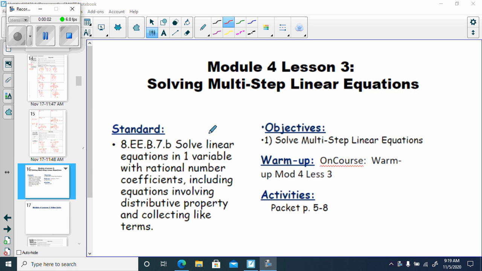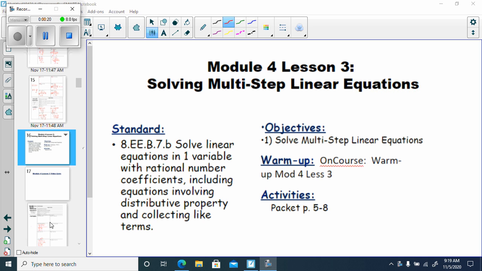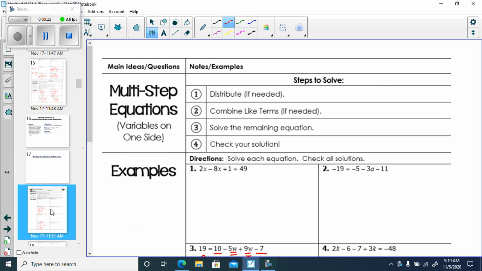This is Module 4, Lesson 3. We're still working on our linear equations in one variable. Today we're going to solve multi-step linear equations. Essentially, you are going to set them up. You're going to handle using collecting like terms and distributive property, set them up as two-step equations, and then solve them. Now, this is in your packet, multi-step equations.